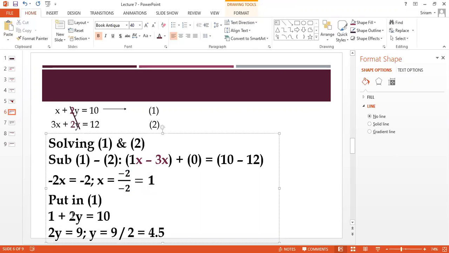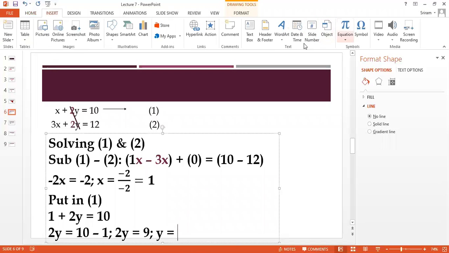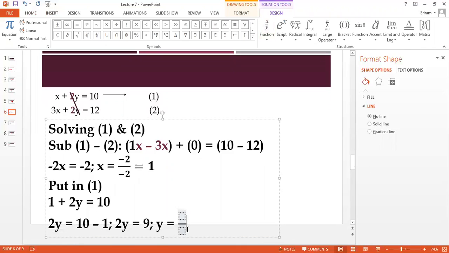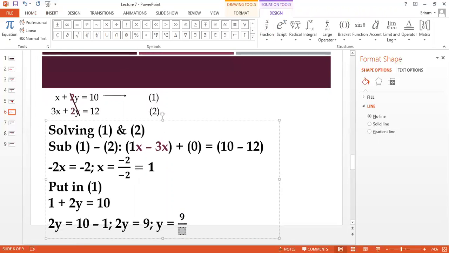So what will happen? 2y equal, this is 10 minus 1. So 2y is equal to 9. So I am going to check the value of y. Y is equal to 9 divided by 2, isn't it? What is 9 divided by 2? Equal 4.5.